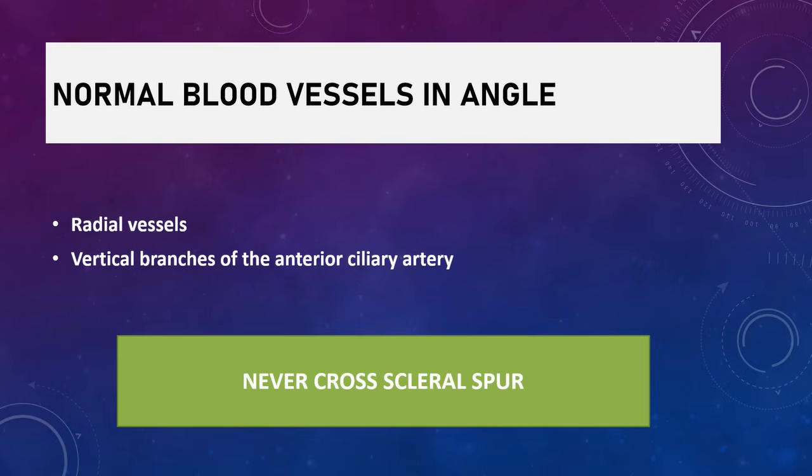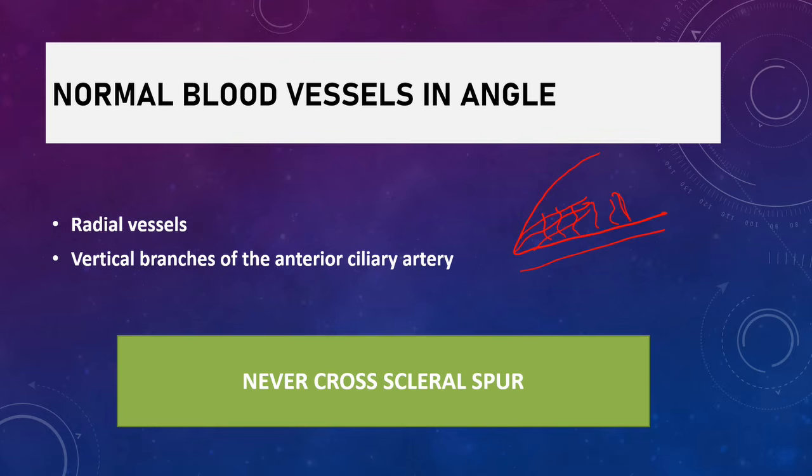Then other structures that you see in the angle are the normal blood vessels. So the question is, how do you differentiate between normal blood vessels and abnormal blood vessels, that is, the neovascularization of the angle which is seen in neovascular glaucoma? The normal blood vessels usually will be radial in configuration or vertical in configuration. So what I mean to say is, if this is the angle and this is the scleral spur, the normal blood vessels will be like this. They will be radially arranged or vertical.